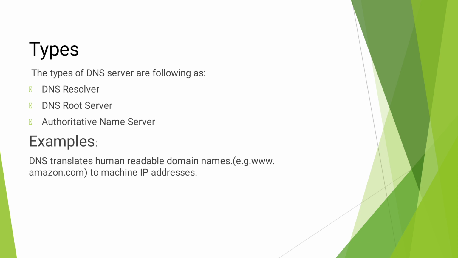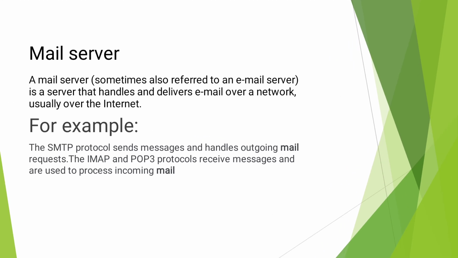Now I am giving you the example of DNS server. DNS translates human readable domain names, for example www.amazon.com, to machine IP addresses. And as I told, IP stands for Internet Protocol. After this, I'll give you the knowledge about the next type of server operating system, which is mail server.